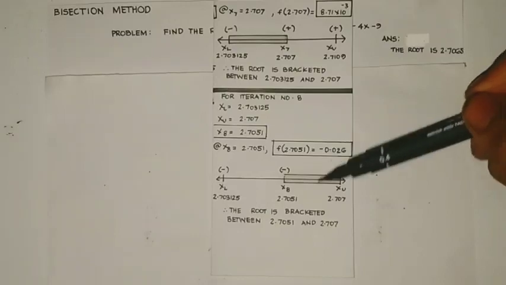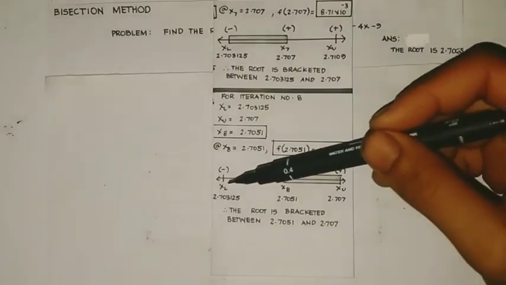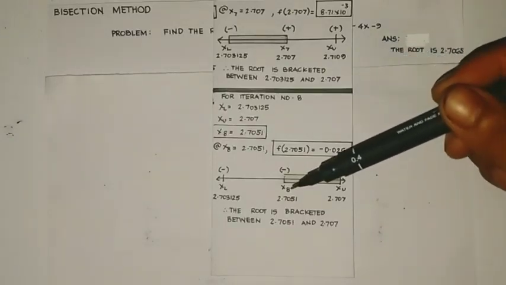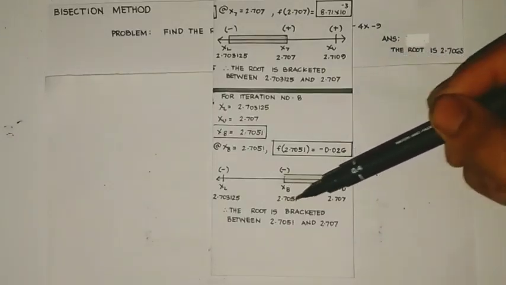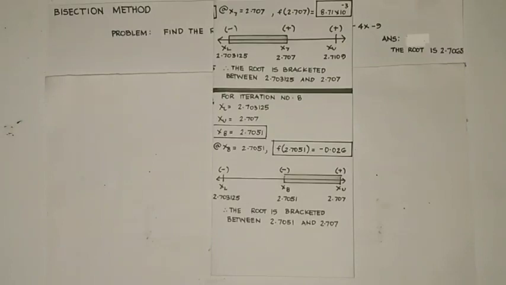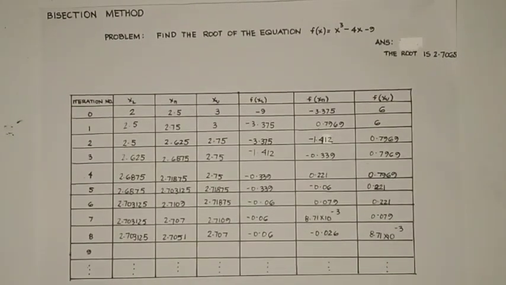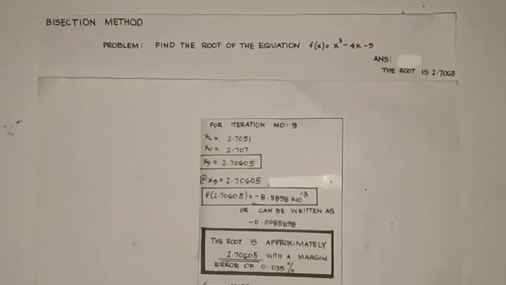Now, notice na yung sign ng x sub 8 is negative. Therefore, from x sub L to x sub 8, walang change of sign. Therefore, wala dyan yung root. So, yung root natin is in between of x sub 8 to x sub U. So, ito yung mga values nila. Now, it's time to plug sa table. So, ito na siya.